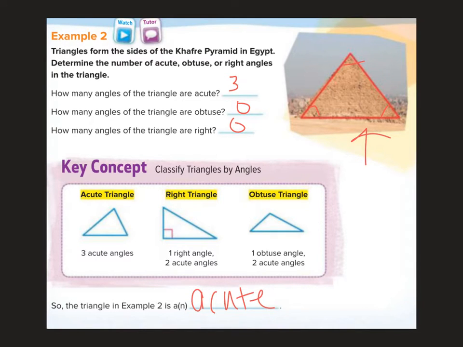because acute triangles have 3 acute angles. Right triangles have 1 right angle, 2 acute angles. Obtuse triangles have 1 obtuse angle and 2 acute angles. So really we don't have to worry about these 2 acute angles. They're going to be acute, but if we just remember, if it has 1 right angle, it's right. If it has 1 obtuse, it's obtuse. If it has all acute, it's acute. Cute little triangle.